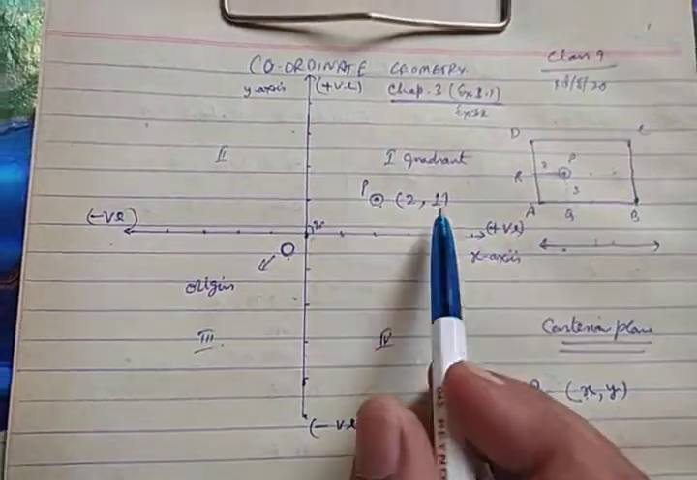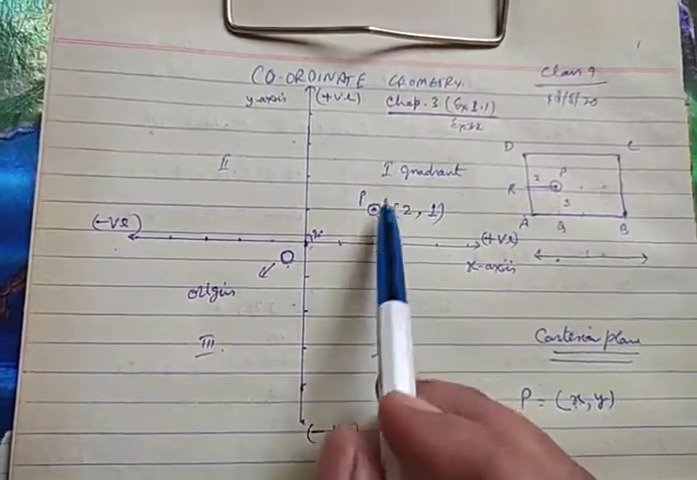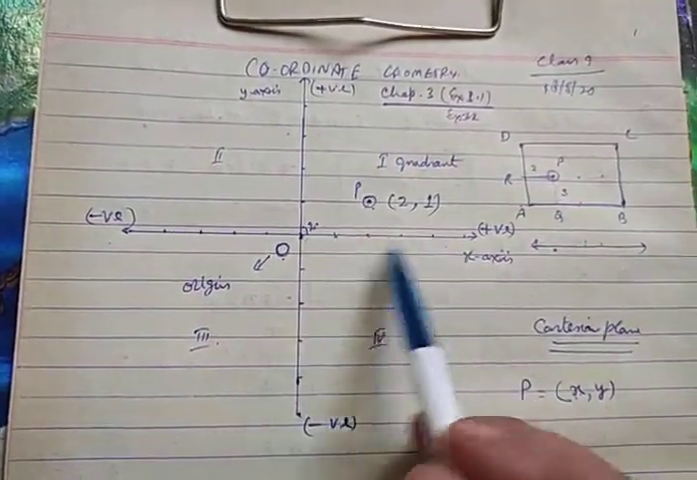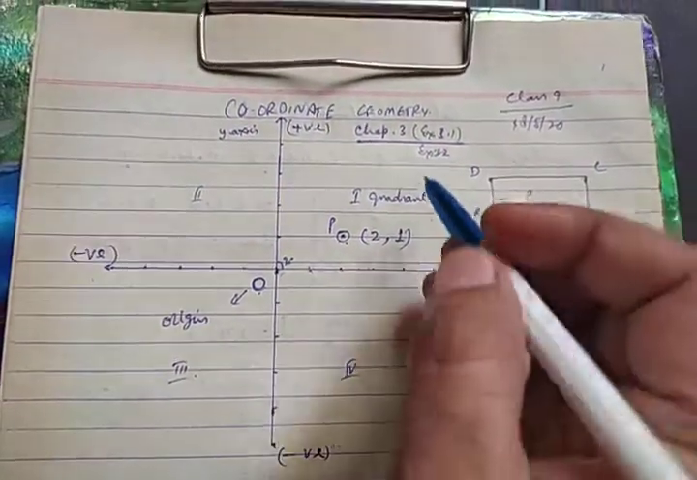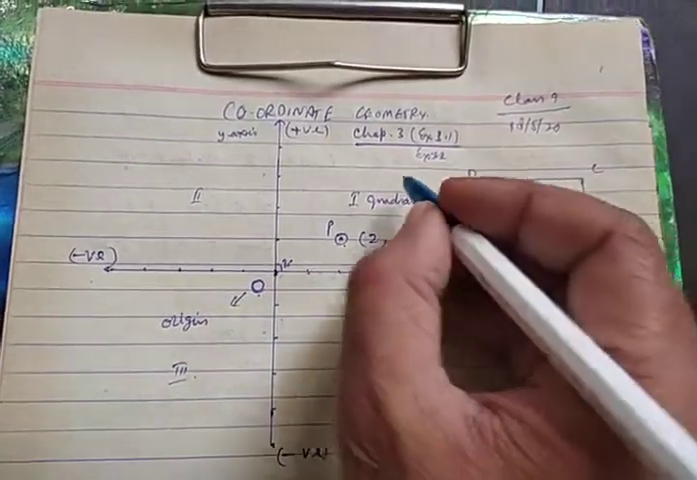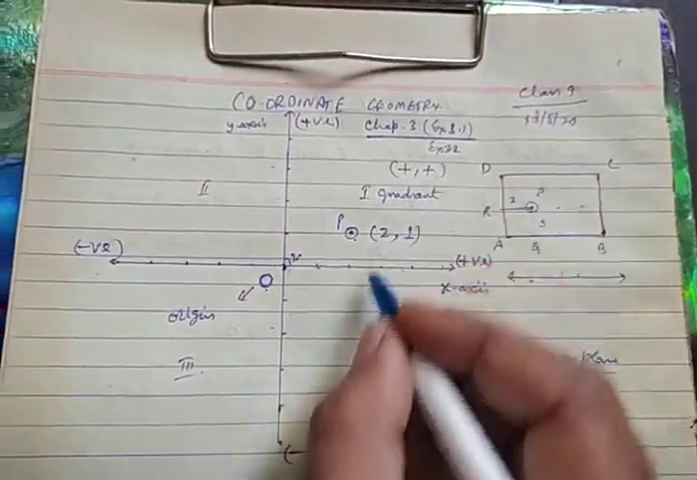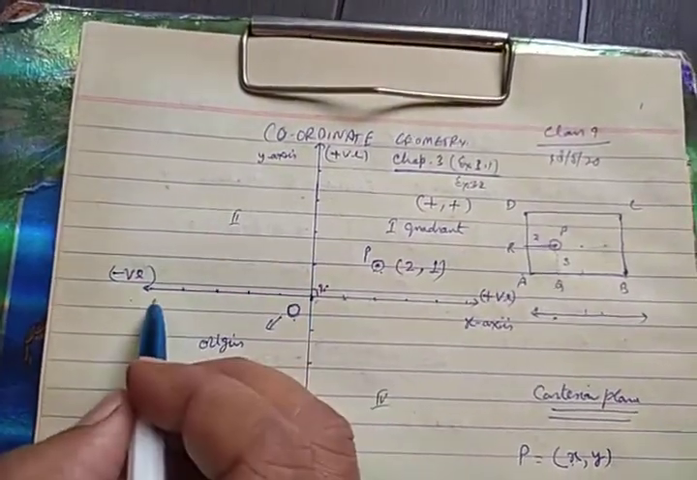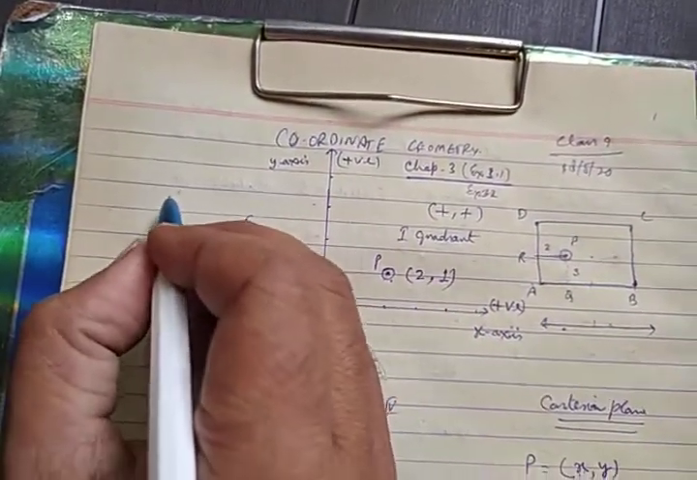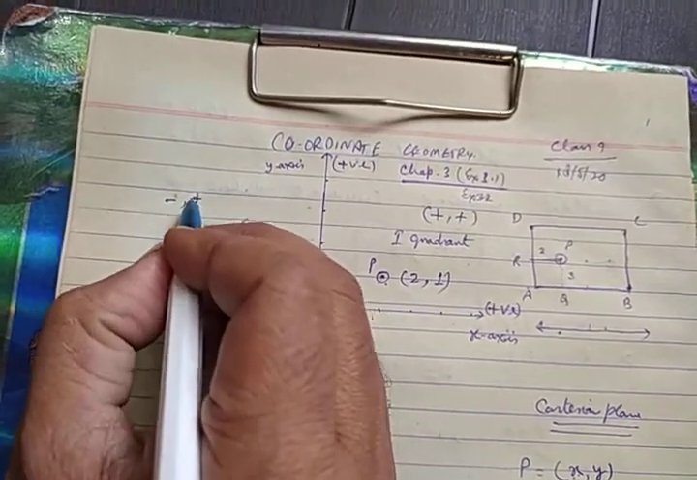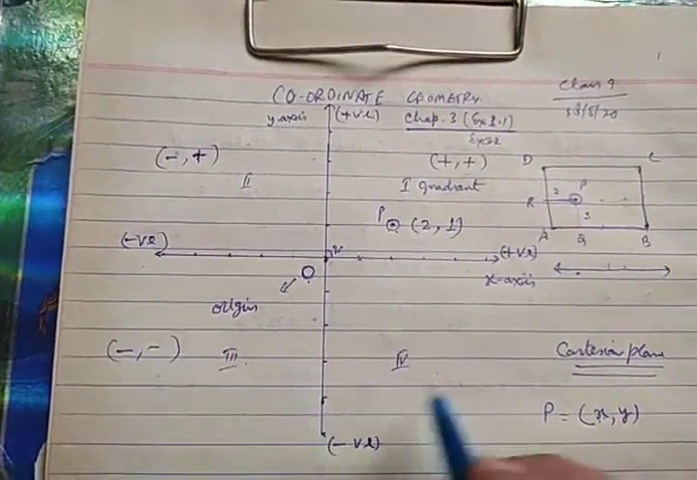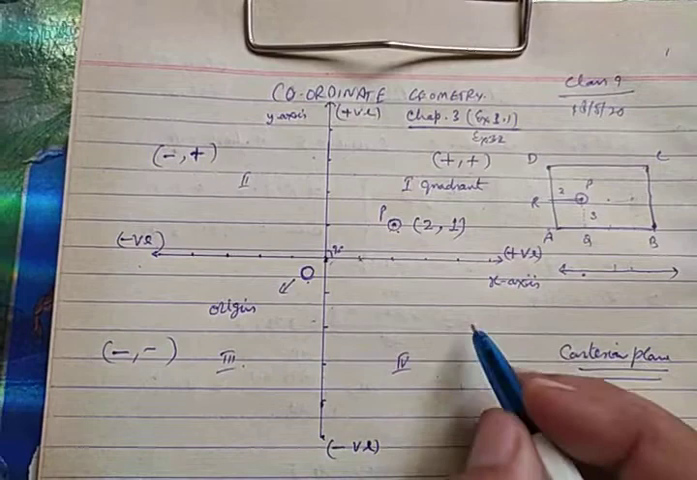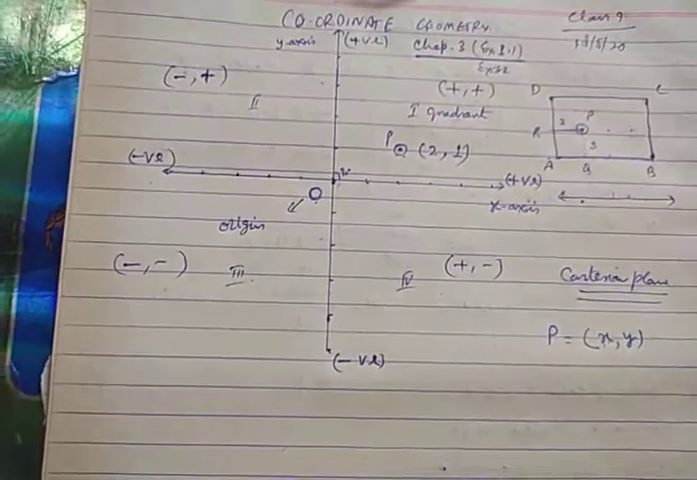Now if your point is located in the first quadrant, to reach the first quadrant you will have to move in the positive direction for both x and y. In the first quadrant the signs of both values will be plus comma plus. In the second quadrant, x is negative, y is positive, so minus comma plus. In the third quadrant both x and y are negative, minus comma minus. In the fourth quadrant, x is positive, y is negative, plus comma minus. It means there is a specific point notation.